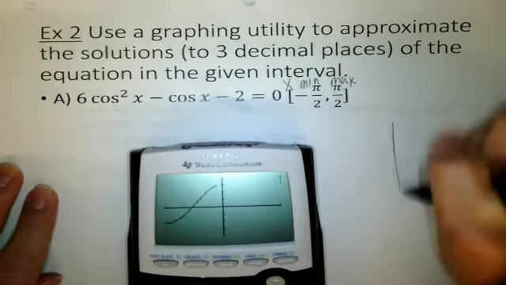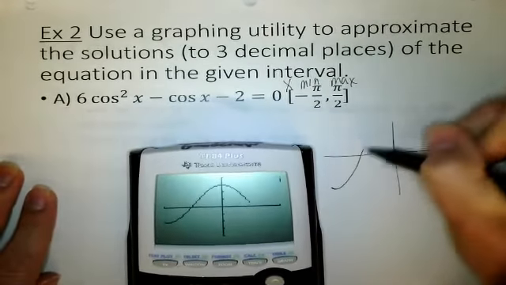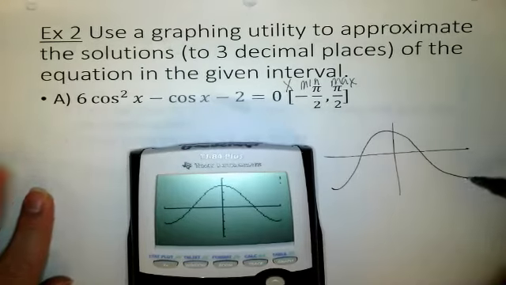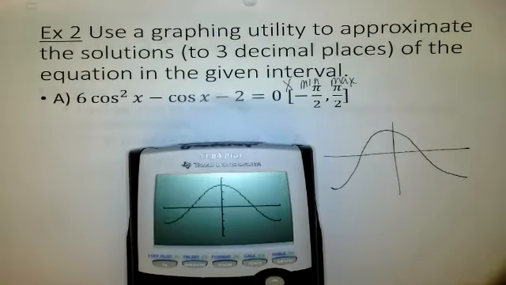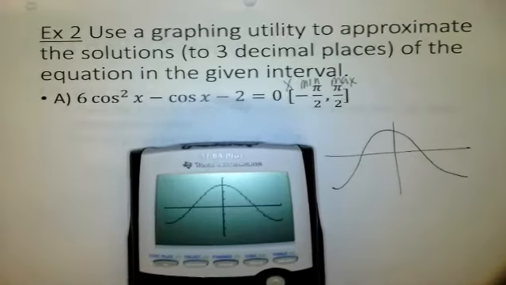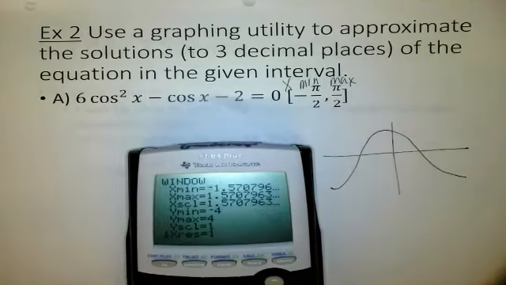And again, anytime you're using a calculator, because on my test you must show work, you just make a little sketch. Not hard to do. Quick sketch. Negative pi over 2 to pi over 2.